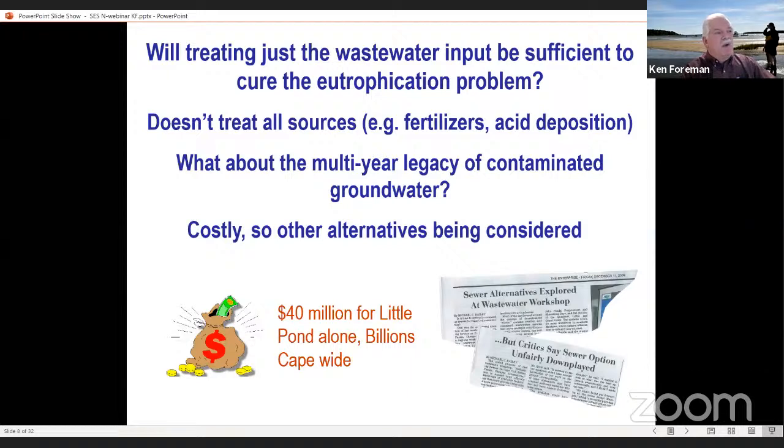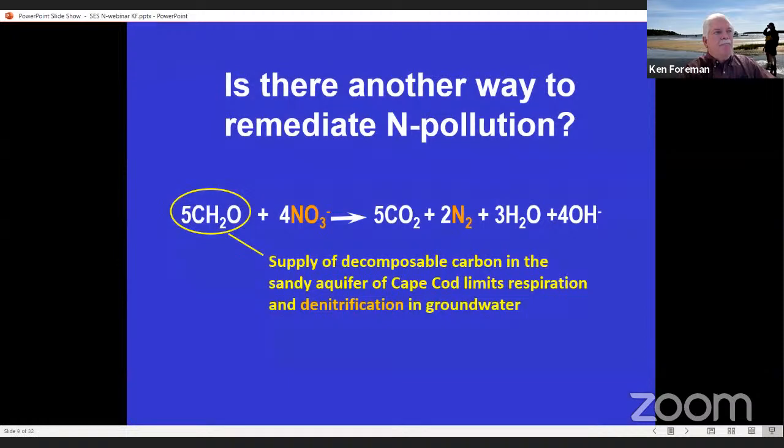And finally, it's quite costly to build sewers. The construction of the sewer collection system around Little Pond alone cost $40 million. And the estimate for the Cape as a whole to do this, to help address the problem throughout the Cape, is billions of dollars. Is there another way to remediate nitrogen pollution?